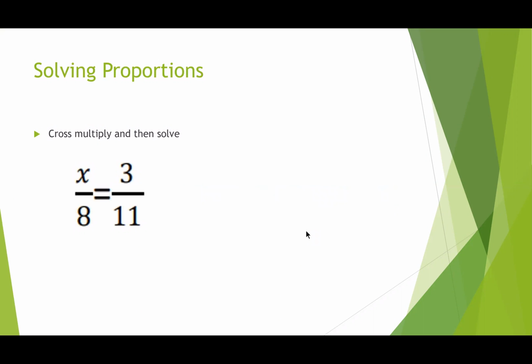To begin, we're going to start with solving proportions because similar figures are about everything being proportional. If you remember, a proportion is basically two fractions set equal to each other, two ratios that are equal. To solve it, you cross multiply and then you solve. So I'm going to multiply this diagonal and that diagonal. I have 11 times x, which is 11x, equal to 8 times 3, which is 24. Then you just divide by 11.